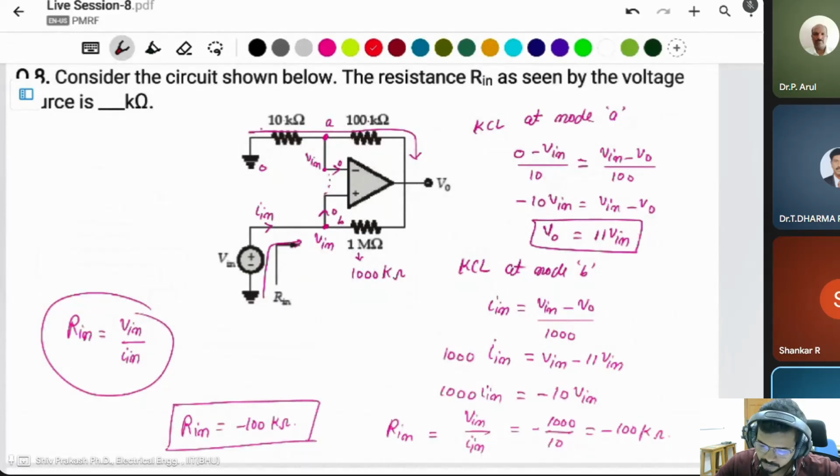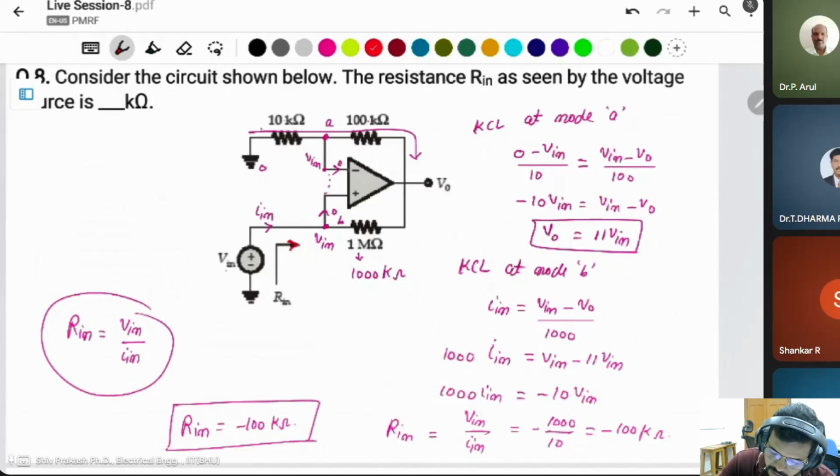Sir, what is the answer of question number 8? Actually, this question is asking about the resistance R in as seen by the voltage source. It means here it is asking the input resistance. Input resistance is simply V in divided by I in. Because the arrow is given this way, I have taken the direction of I in the same. Then you have to find V in and divide by I in.